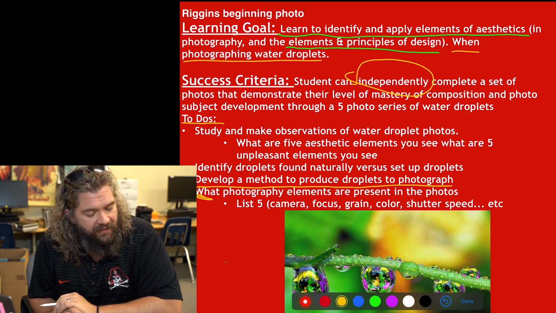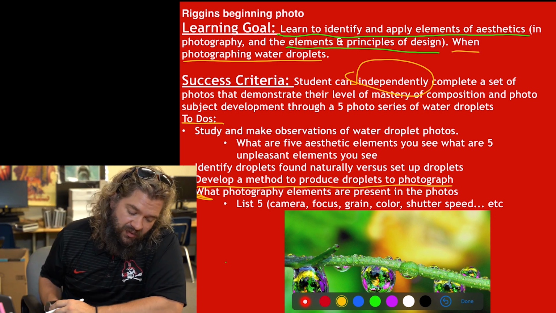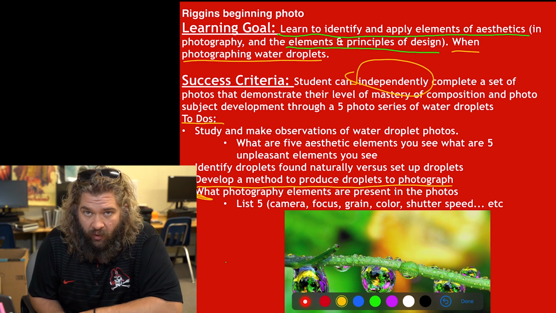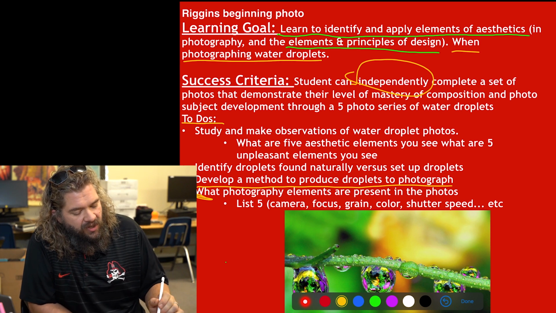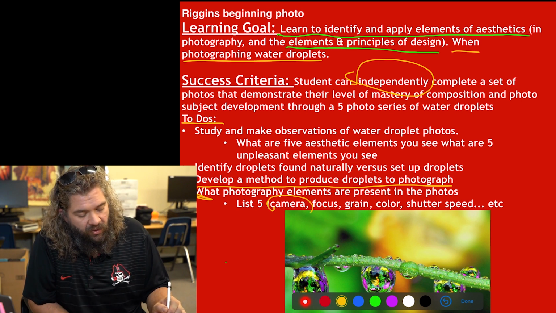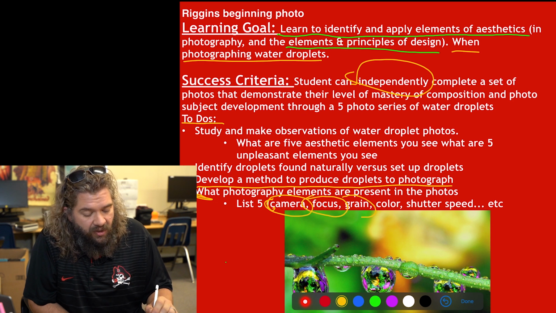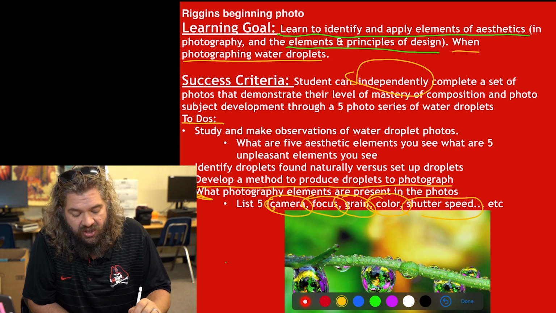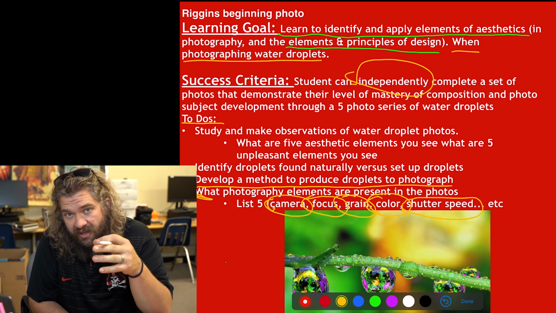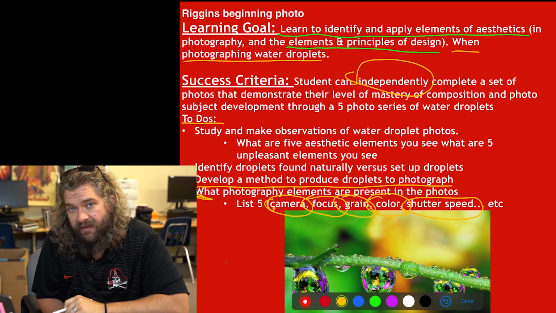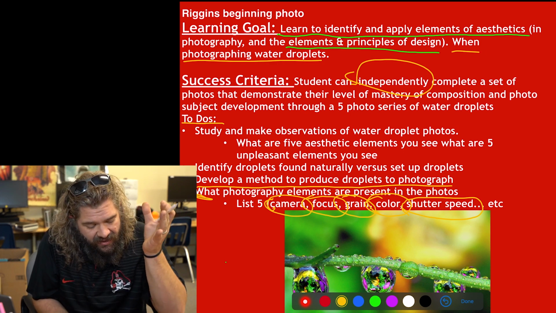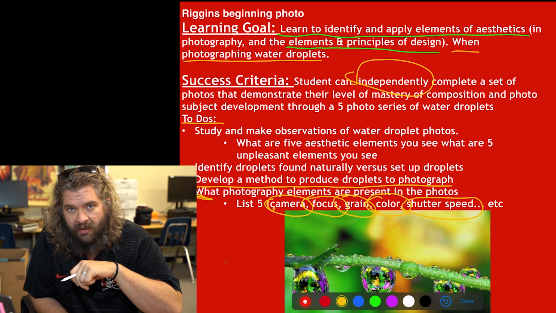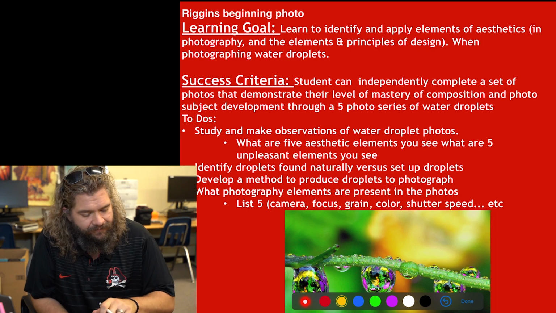Lastly, what photography elements are present in the photos? So identify 5 photography elements that are present in the photos that you have seen. Okay? So in your research, you're going to find, what did they do with the camera? What's the focus? What is the graininess element? Is there digital noise? What are the colors that are present? Is there a shutter speed idea? Is there movement? Is it paused? Is water dripping down a surface? Okay, make observations of camera usage in the photos that you're looking at. Okay, and that'll be more clearly spelled out in the handout.